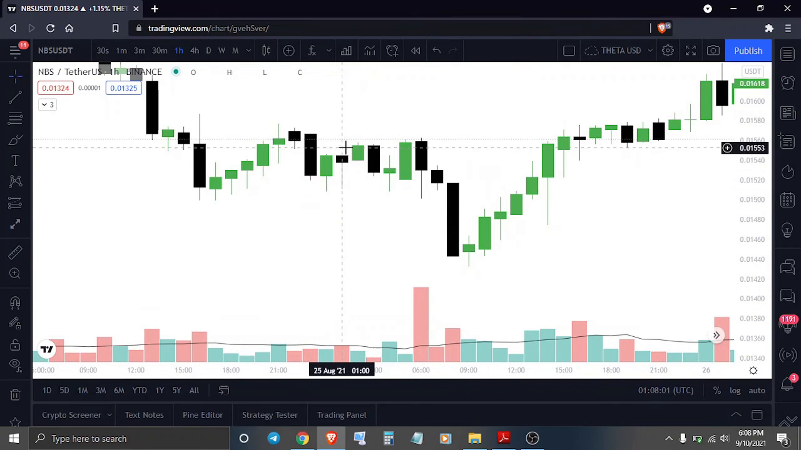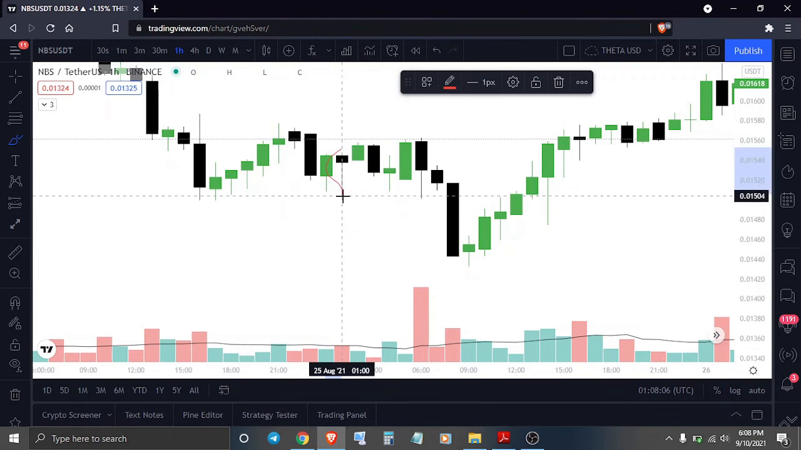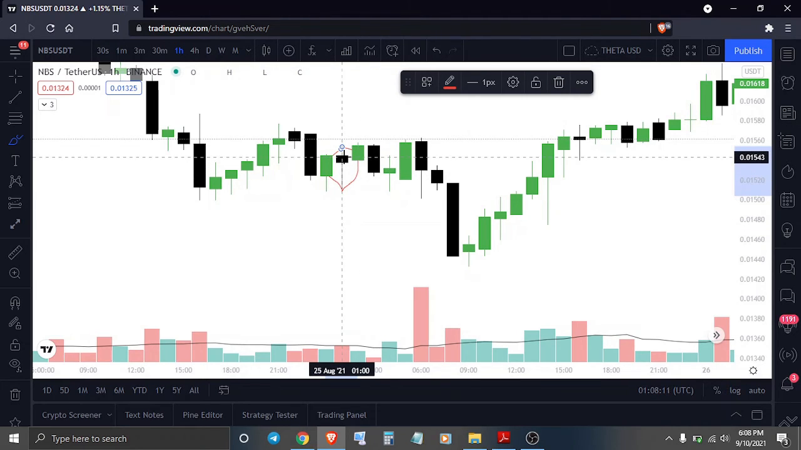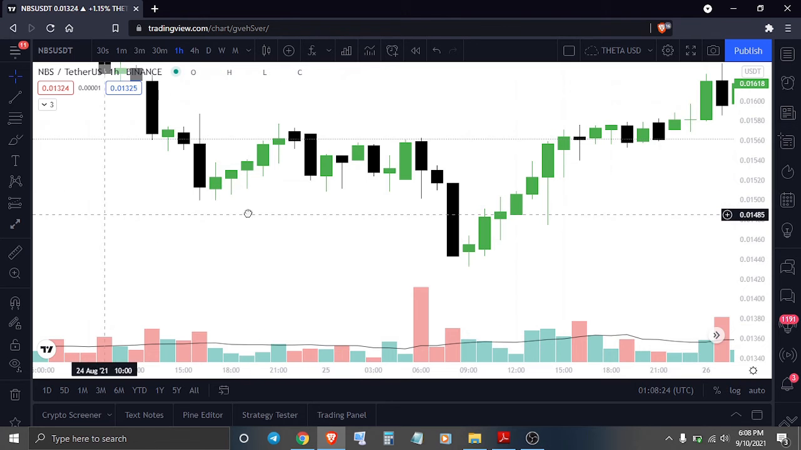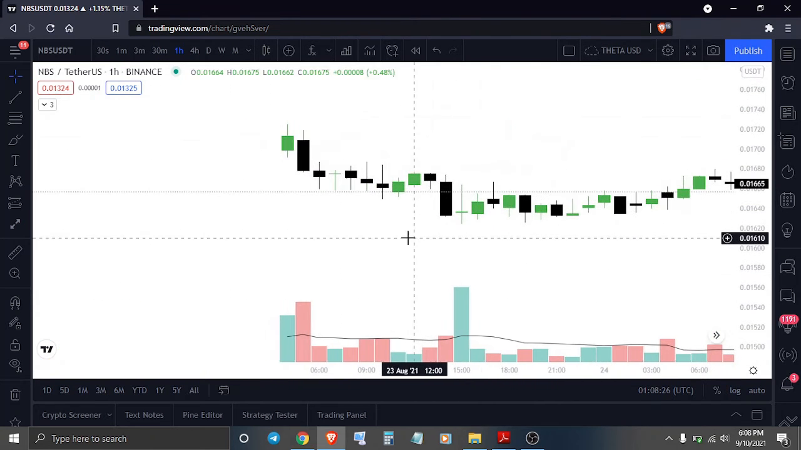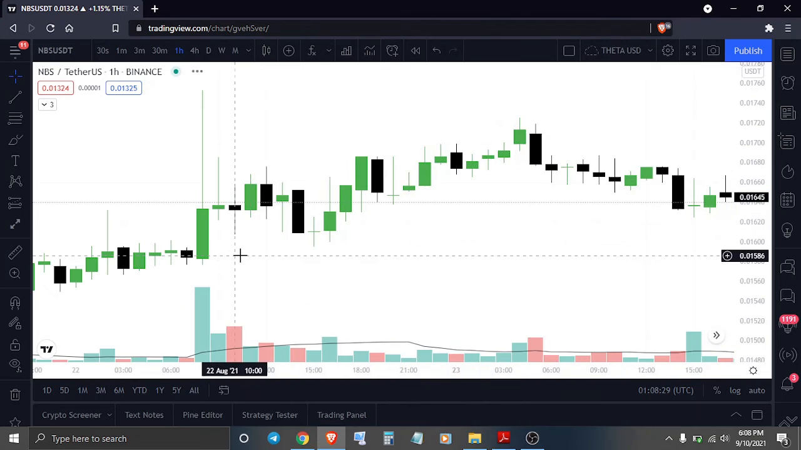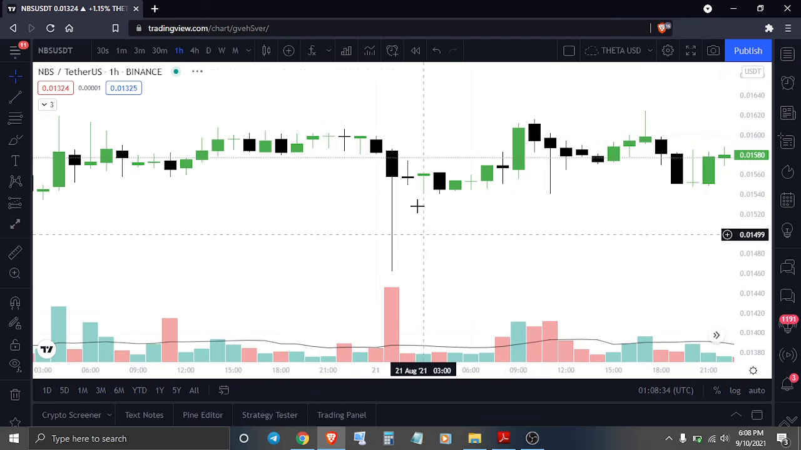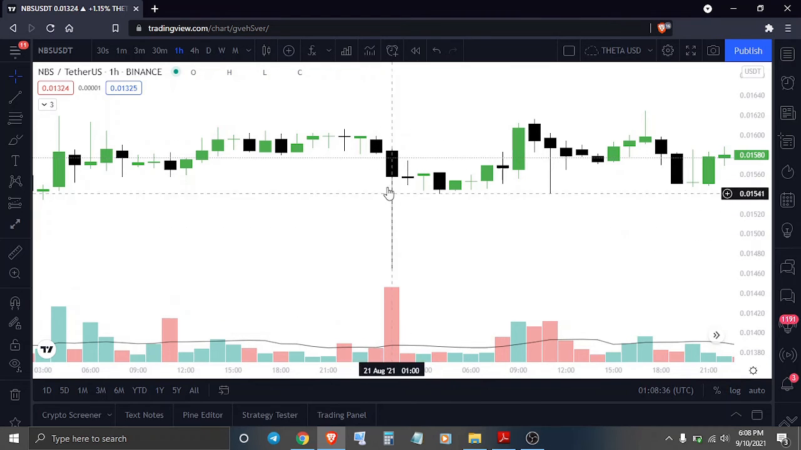This is a hammerhead candlestick. This is a hammerhead candlestick. You see how the large head, the large body size, then the long wick. This is how it works, and it's also a hammerhead candlestick.